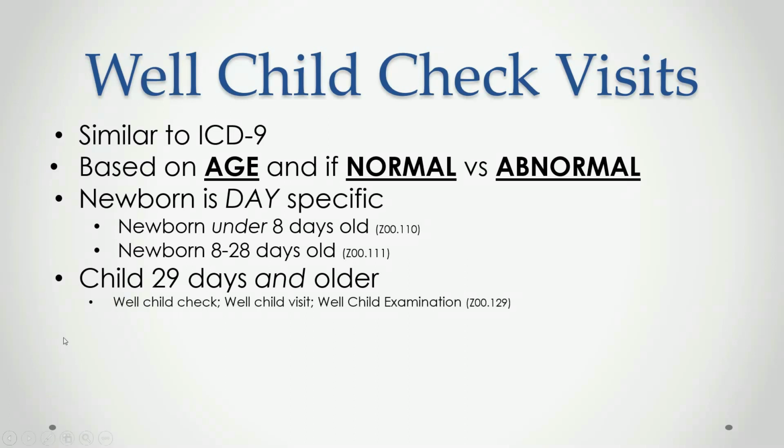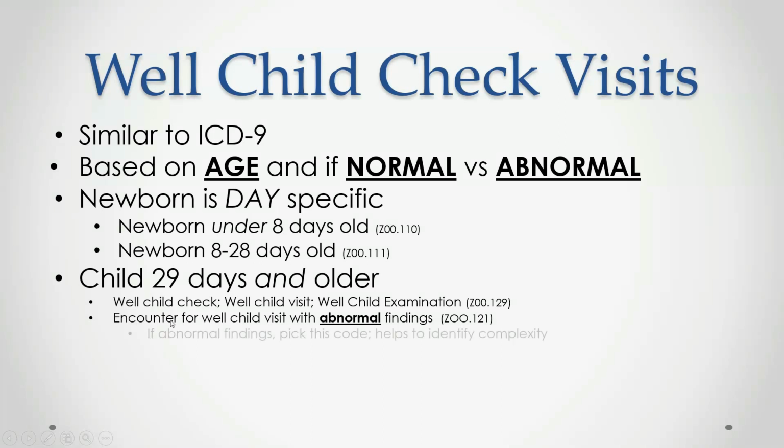So the normal code will be just well child check, well child visit, well examination. This will give you the same code. However, if there's something abnormal in the well child check visit, you want to pick this code. The reason being is it helps to define the complexity of the patient.